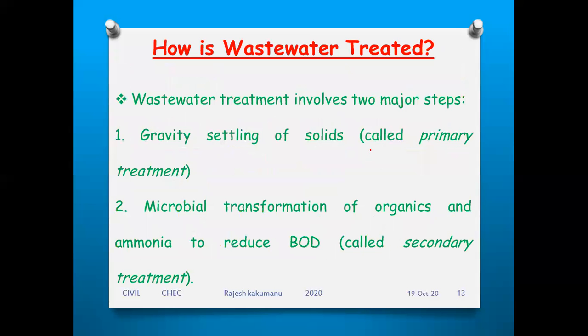Next, how the wastewater is treated. We have used various methods. The wastewater treatment involves two major steps. What are the two major steps here? First one is primary treatment. Second one is secondary treatment. Advanced or tertiary treatment is optional, depending upon the strength of the wastewater.